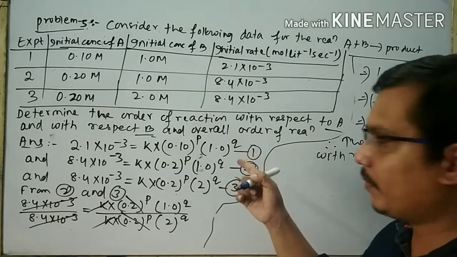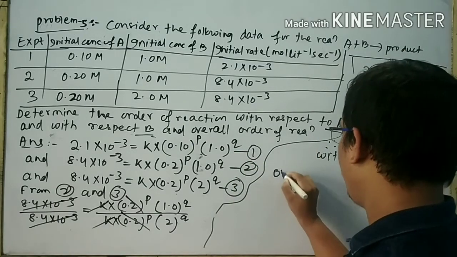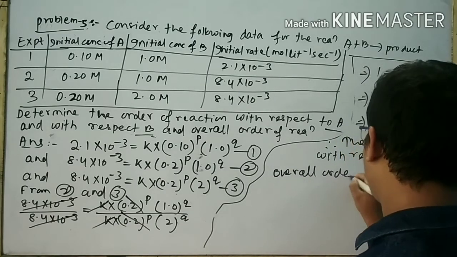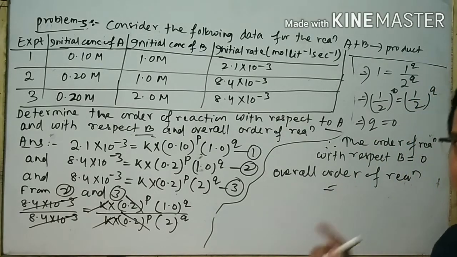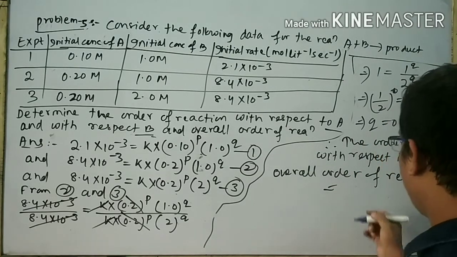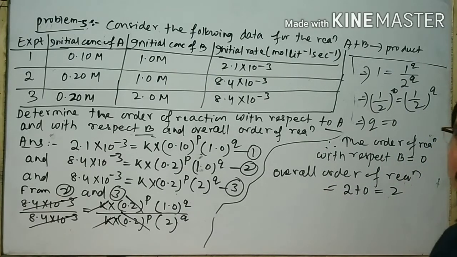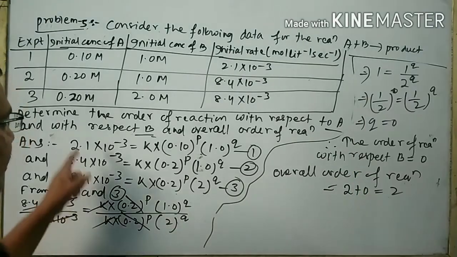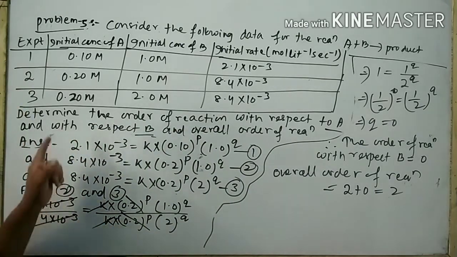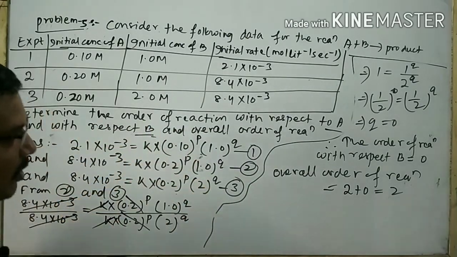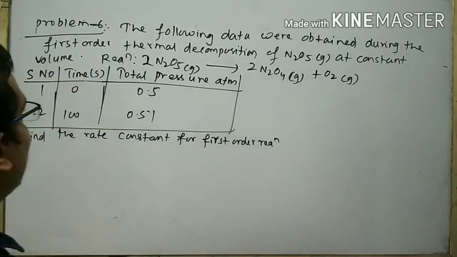We know that the order of reaction with respect to A is 2. Now I can find the overall order of reaction, means order of reaction with respect to A plus order of reaction with respect to B. That means 2 plus 0 equal to 2. So the overall order of reaction is your second order reaction. Finally, we can conclude that the order of reaction with respect to A is your 2, the order of reaction with respect to B is your 0, and the overall order of reaction is your 2 plus 0 is equal to 2. Now I will solve the problem number 6.